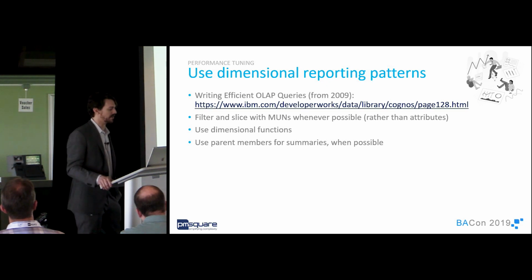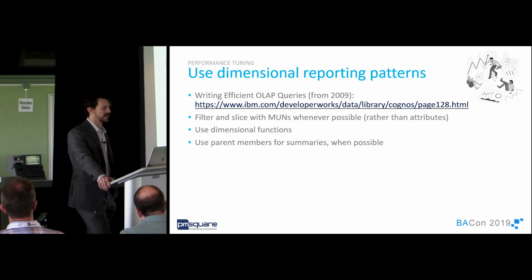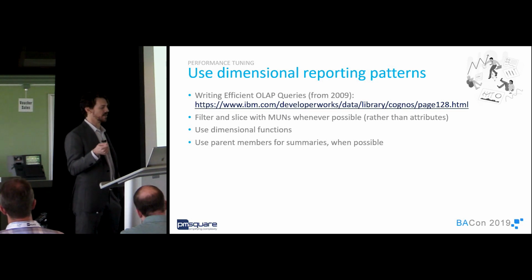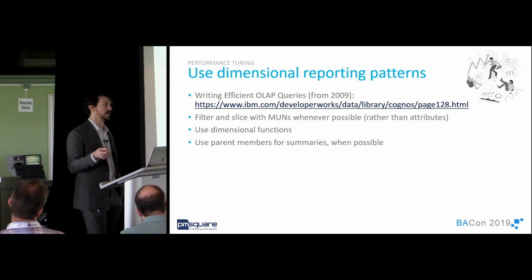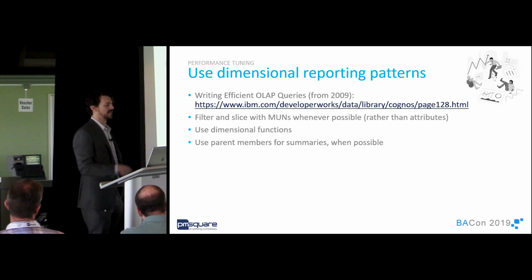So a few things that are kind of included here. You want to filter and slice with member unique names whenever possible rather than attributes. So again, if you're coming from the relational world, you're used to probably just setting up a detail filter, for instance. If you're working with a dimensional source, you have lots of options. You can create a slicer, you can create a detail filter, you can use a filter dimensional function. If you're using a filter dimensional function, you can feed in attributes to filter on, or you can basically just designate a set and put it in your slicer. And that's kind of what this is getting at here.